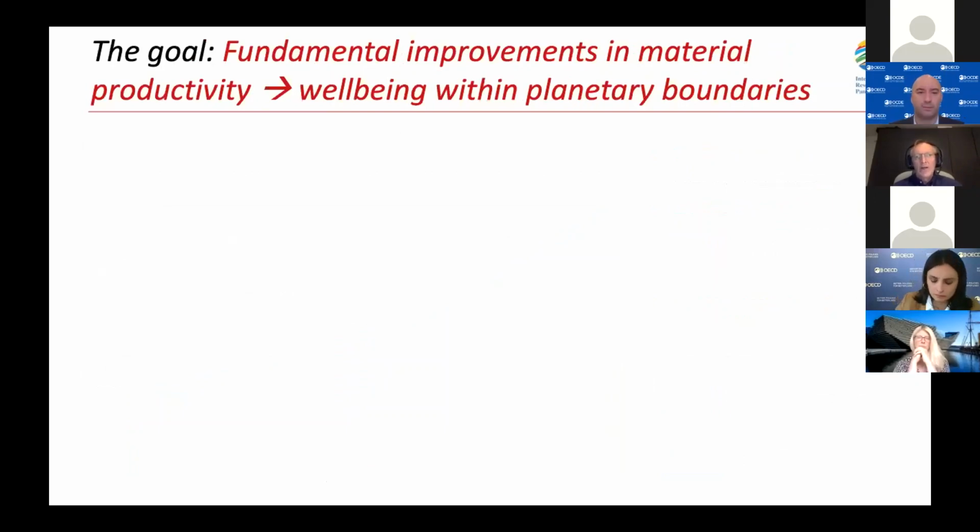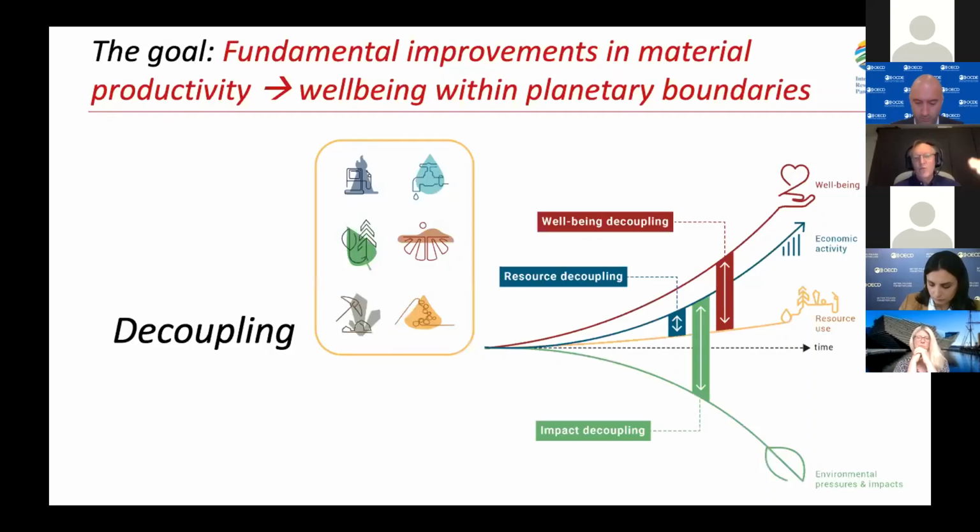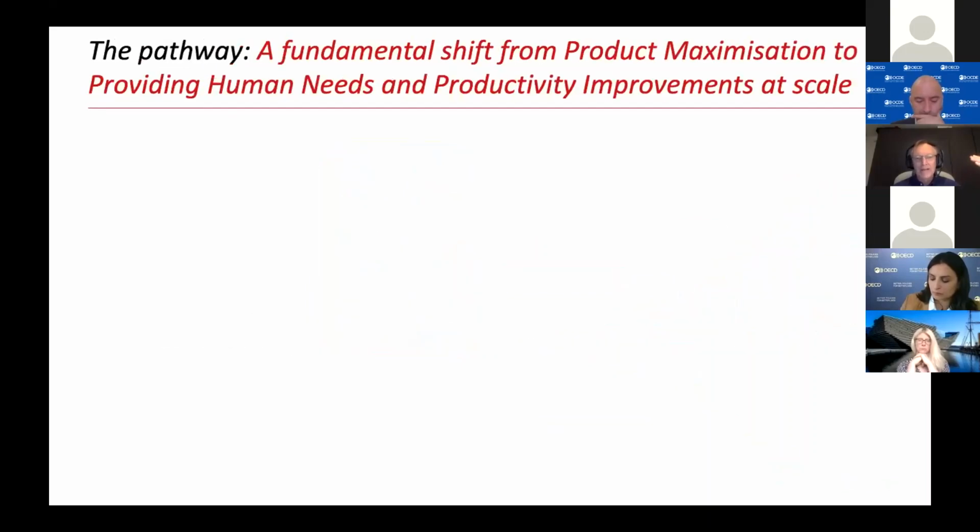facing. The goal is thus to fundamentally improve the material productivity, so improve the well-being within the planetary boundaries. And what we believe should be the core part of the solution, which should be measured in a systemic way, is that the future well-being, development, growth, and economic activity growth should be decoupled from the growth of the resource use, and both should be decoupled from environmental impacts.